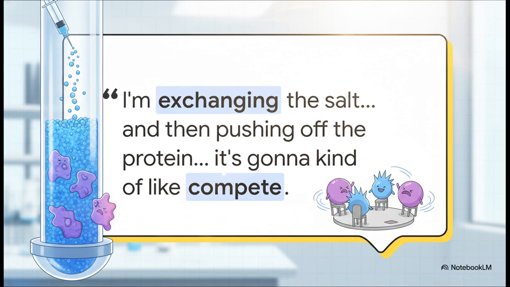Since our target molecule is bound by an ionic interaction, we can break that bond by bringing in a competitor. Usually that means we slowly increase the salt concentration in our buffer. All those salt ions flood into the column and start competing with the target proteins for the charged spots on the resin. As the salt level rises, it eventually outcompetes our protein, literally bumping it off the resin, so it washes out the bottom of the column for us to collect, perfectly purified.